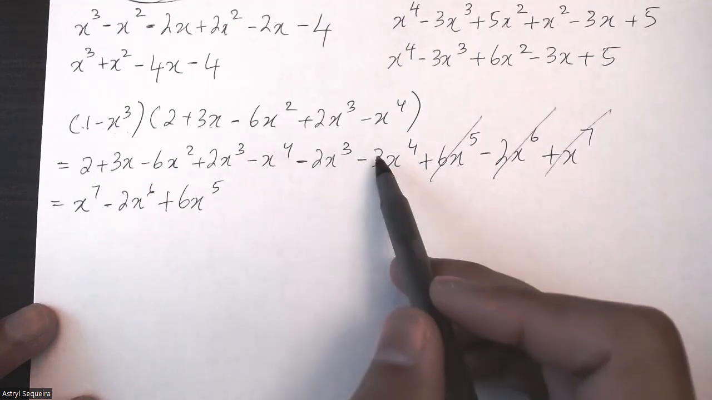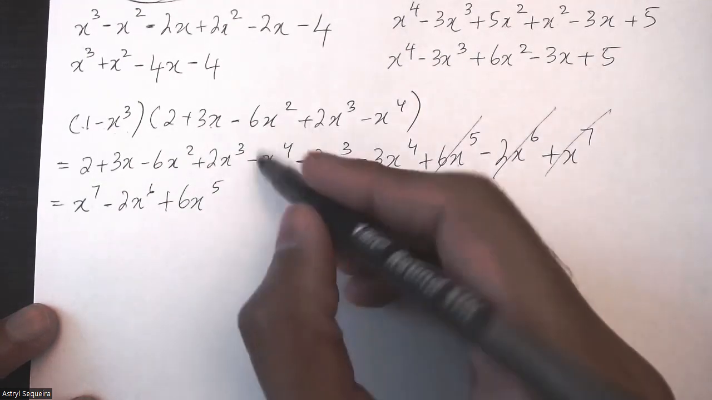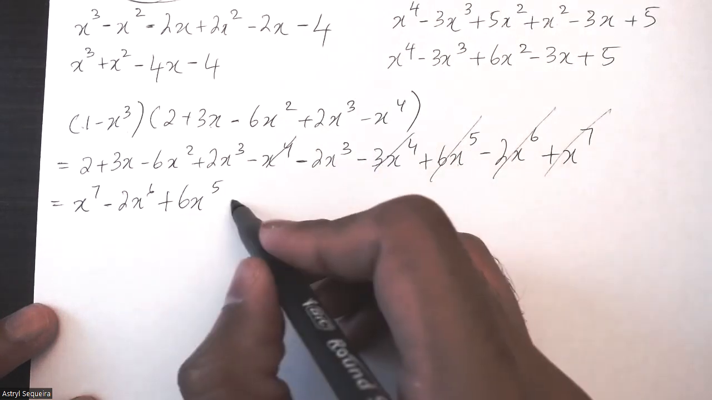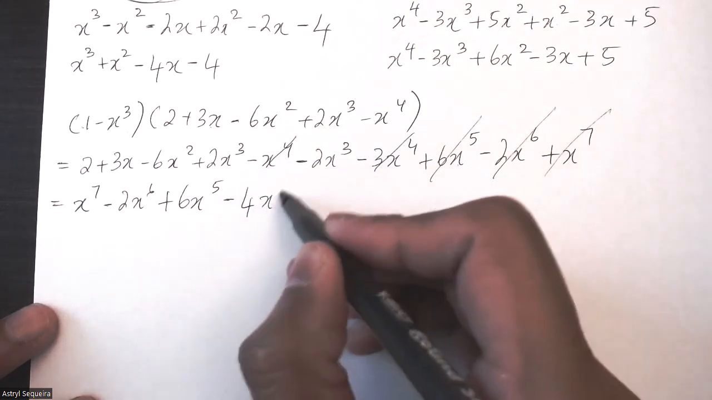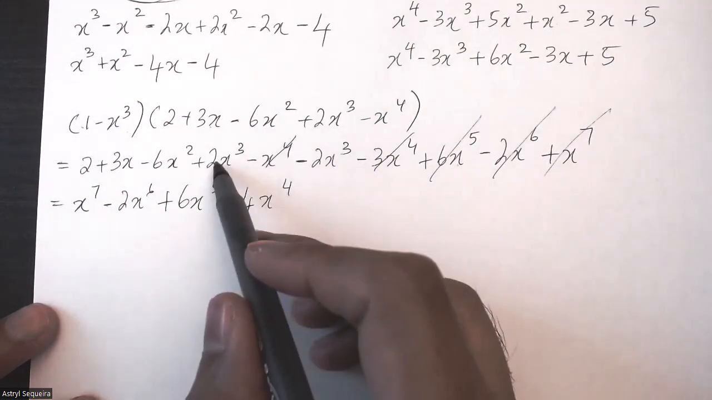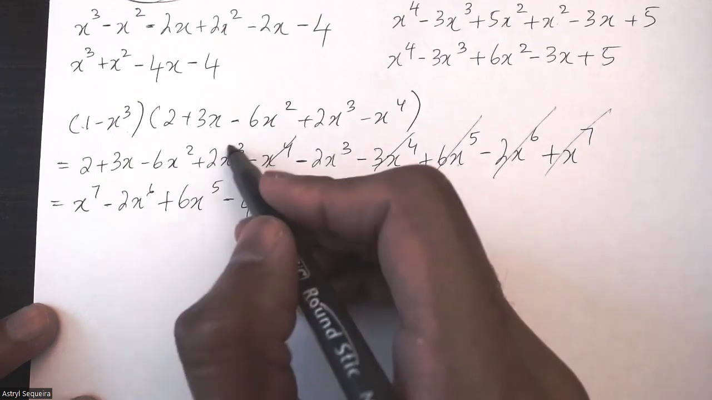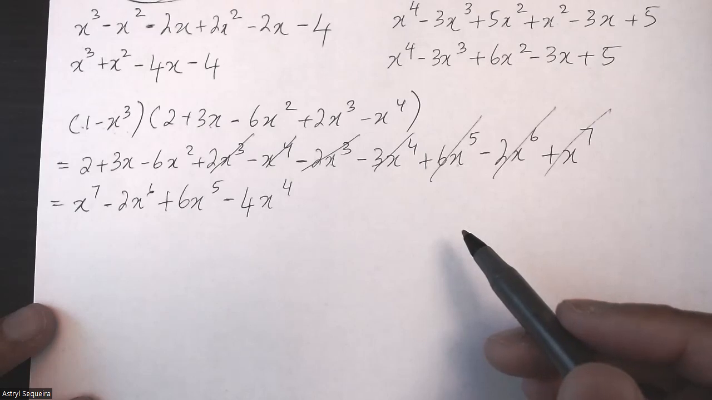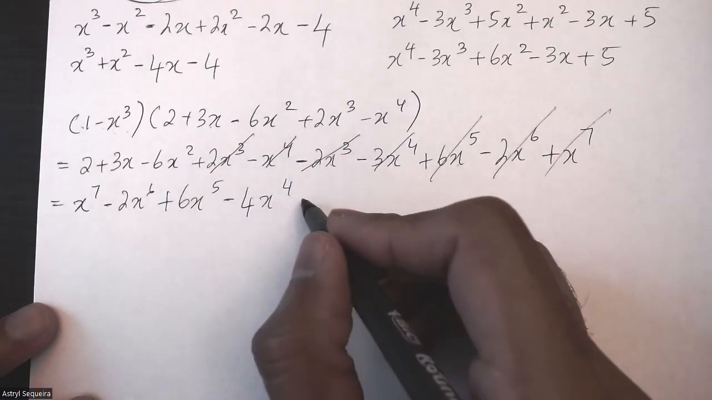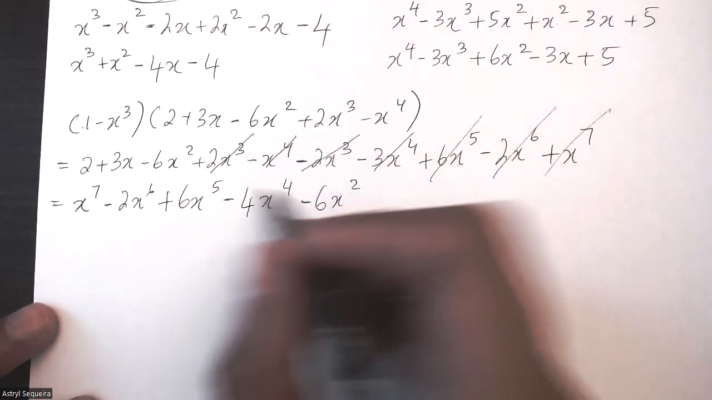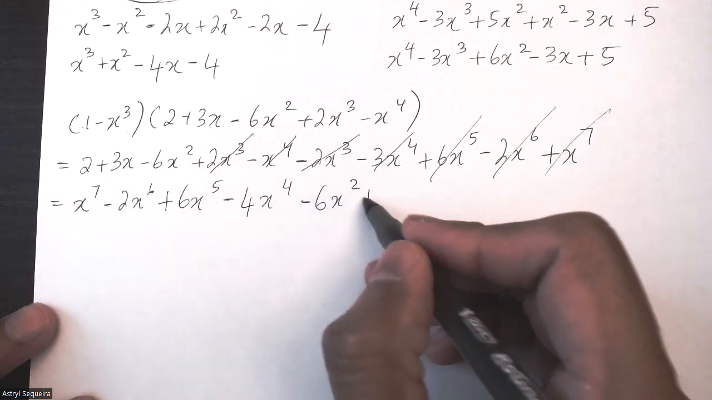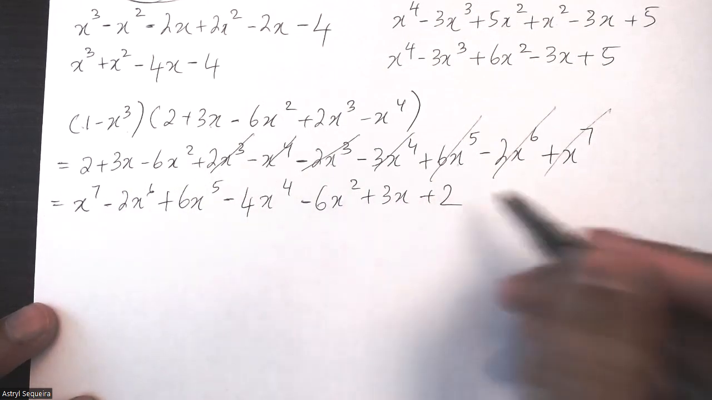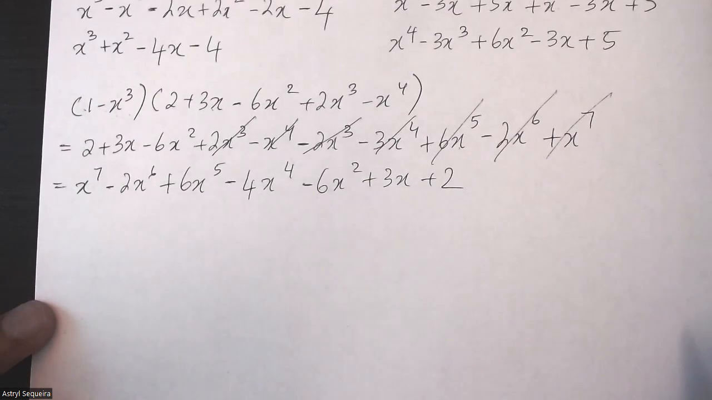There's two x4 terms, so negative x4 minus 3x4 is just negative 4x4. 2x cubed minus 2x cubed just cancels off, that's just 0, so don't even have to write an x cubed term. Then I have negative 6x squared plus 3x plus 2. And that is my final solution for this one.